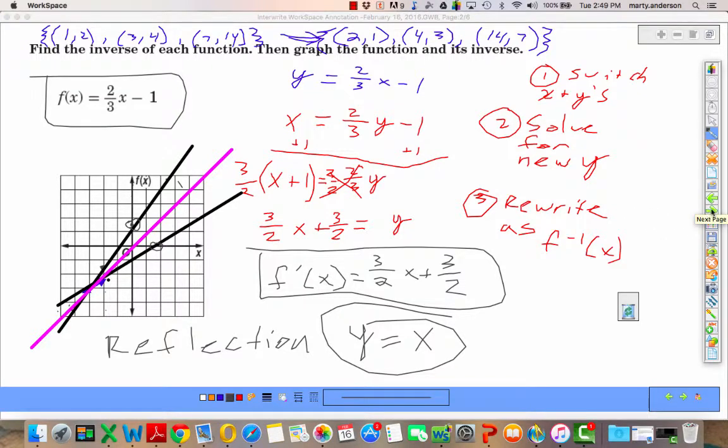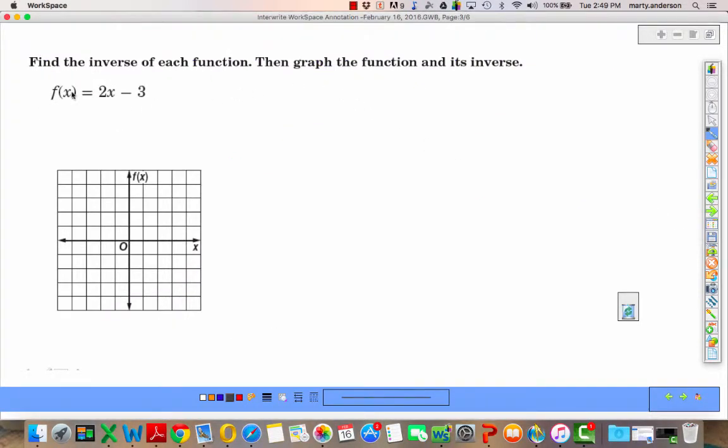Let's try another one. Start by changing it into a y. Next, interchange the x's and y's. Next, solve back.